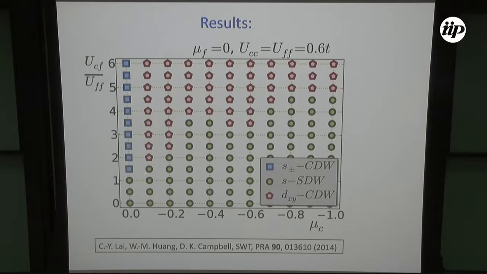And here is the phase diagram, where we found three phases. Looking first at the case where the other species is also at half filling, we are along mu_C equals zero. What happens here can be understood quite simply. If the interspecies coupling is zero, then you just have two independent copies of the Hubbard model.